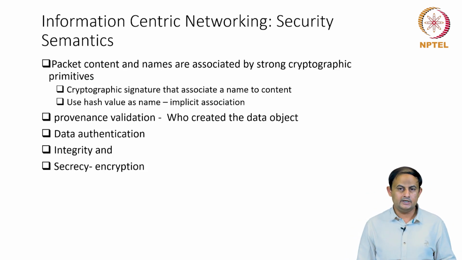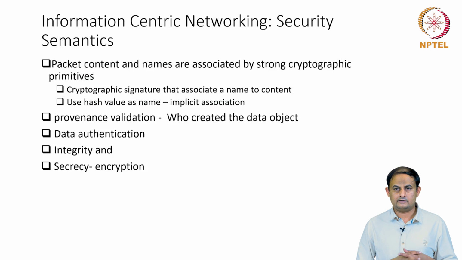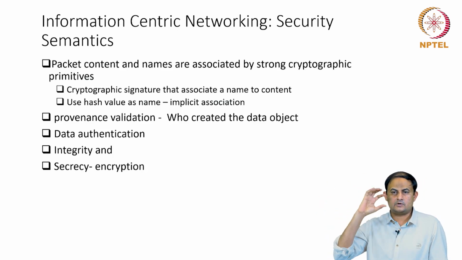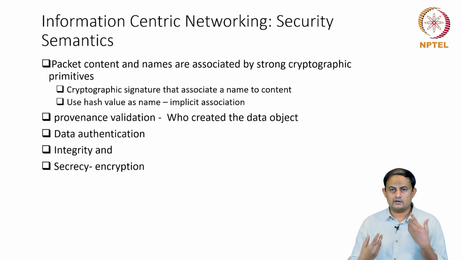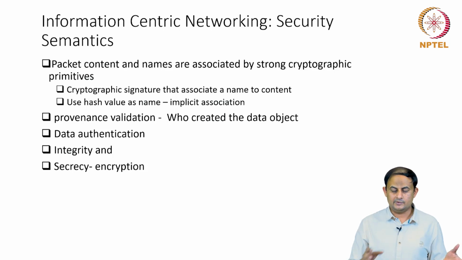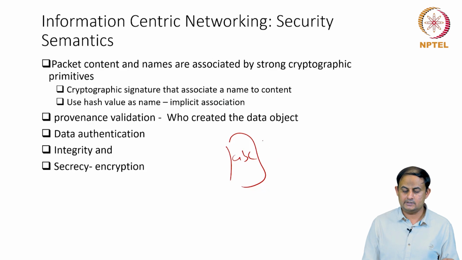Of course, we need a strong cryptographic mechanism to bring that notion. What we want is for the name of the content and the content itself to be strongly associated with each other, and somebody cannot replace the content name with a different one. For example, you have a file with the content ABC, and I have named this as 1.txt.